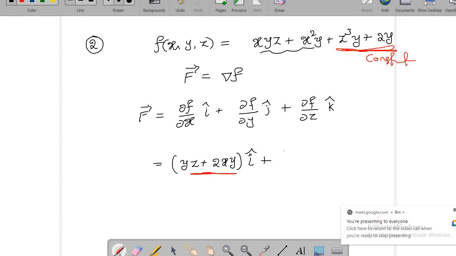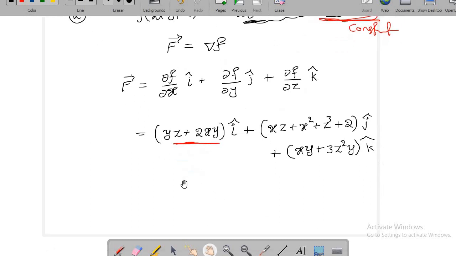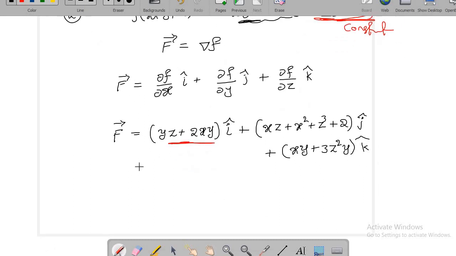This plus, what is the derivative of f with respect to y? Now all terms involve y, which is nothing but xz plus x square plus z cube plus 2 into j cap, plus the derivative of f with respect to z. Only two terms involve z, so its derivative with respect to z is xy plus 3z square y. So this is what f bar is.